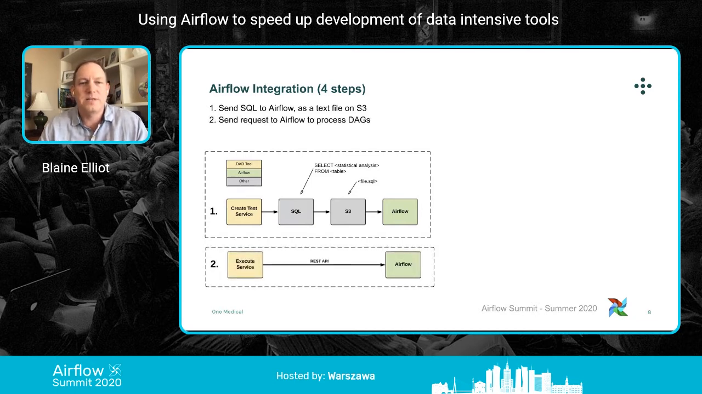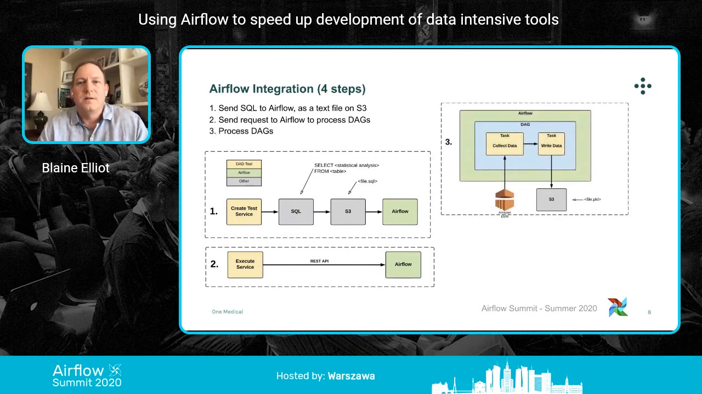The next step is to tell Airflow to actually process these DAGs, which is a REST API call from the data tool over to Airflow. This could also be scheduled, but essentially what we're doing is we're setting up Airflow to do some processing, and then we're telling Airflow to actually execute those different steps. And the execution looks like any other kind of DAG.